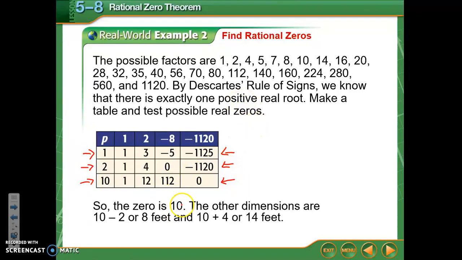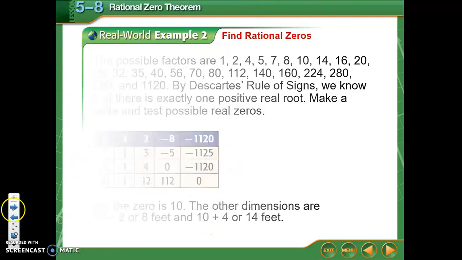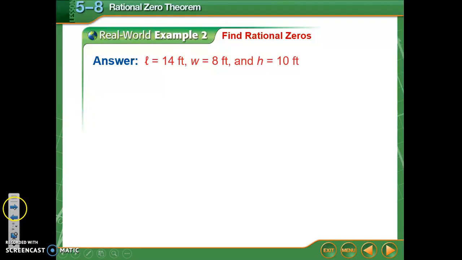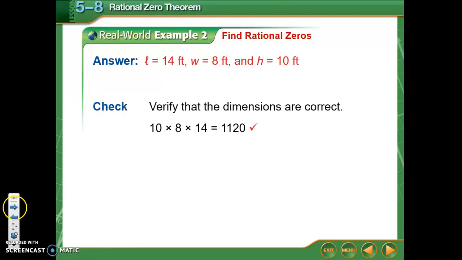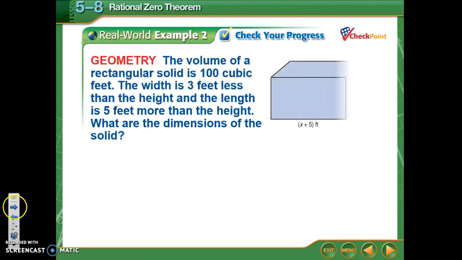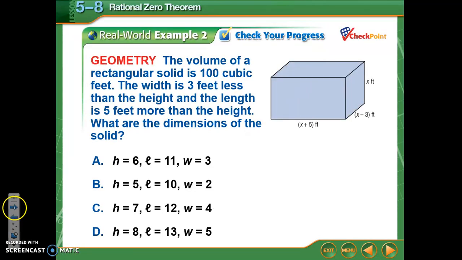So that means that x equals 10, and that means the other dimensions are 8 feet, because remember the width was 2 feet less than the height, and the length was 4 feet more than the height. So the dimensions are 10 feet by 14 feet by 8 feet. And when you multiply those all together, you do get the correct volume. All right, you guys try this one.